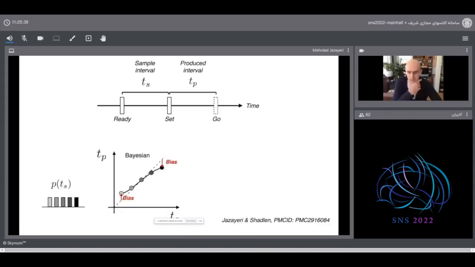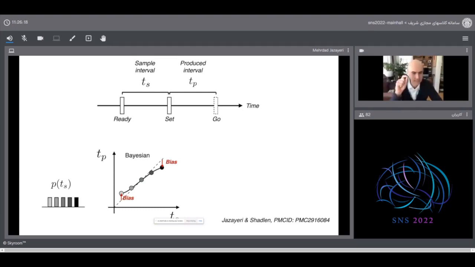Now, when we actually ask human subjects to perform this task, the exact same property comes through in their behavior. We give them the sample interval between the ready and set, and we measure the time they produce, TP, between the set and go. And if I were to plot for you the produced interval of the subject as a function of the sample interval, although the produced interval generally increases with the sample interval, they exhibit biases away from the diagonal, as you see here by the red arrows. They oftentimes overestimate the shortest interval and underestimate the longest interval.